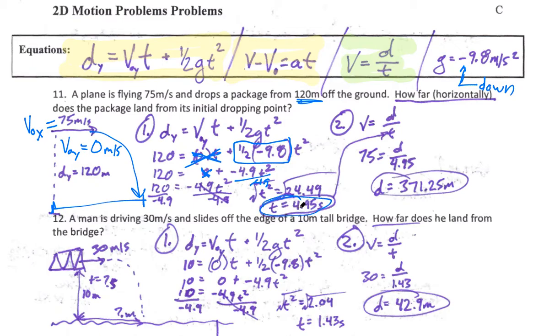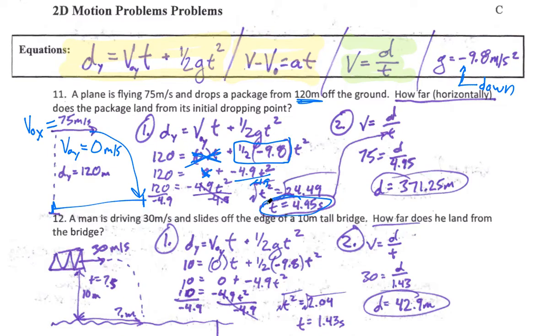This 4.95 seconds represents my time in both the y direction and the x direction, right? Because it's my time. However long it took the object to fall in the vertical direction, it also took that same amount of time to fall in the horizontal direction. One object can't have two separate times. That's the variable that links all of our formulas, is time. Whether it's horizontal or vertical, it's going to be the same amount of time. So now I know my time that I was in the air for, 4.95 seconds.